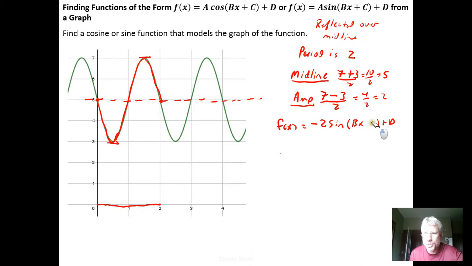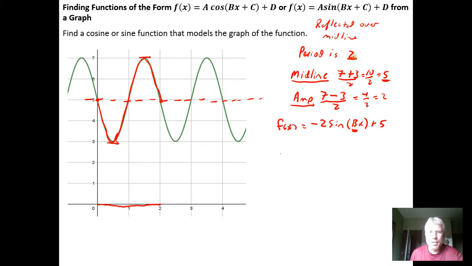So there would be no c, so it would just be negative 2 sine bx plus d, but d is the vertical shift, which is 5 units, or the same as the midline, so plus 5. And then we just need to figure out what b is.